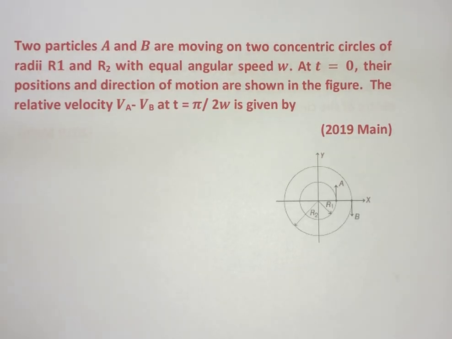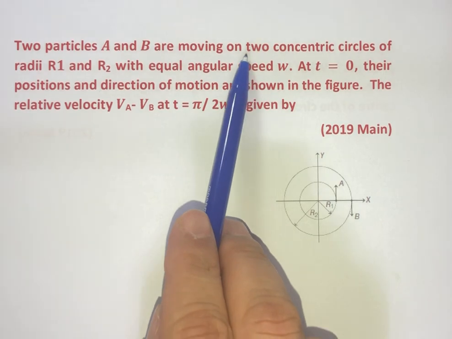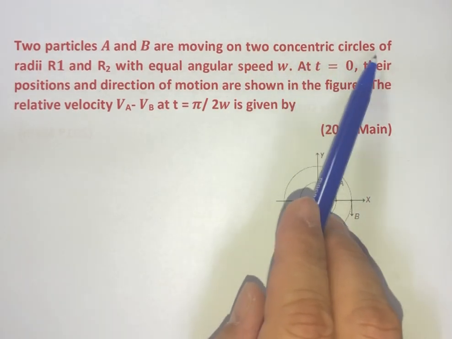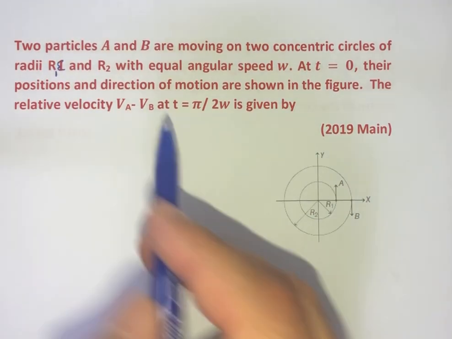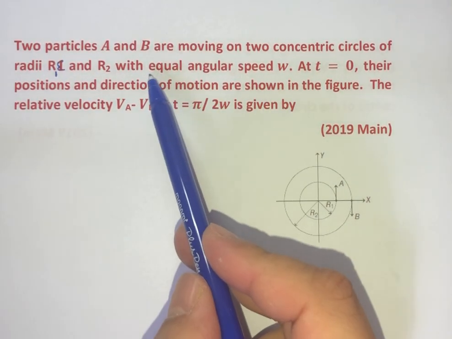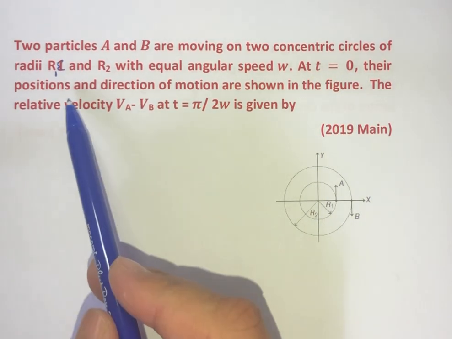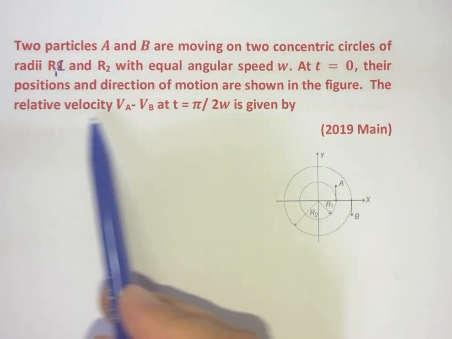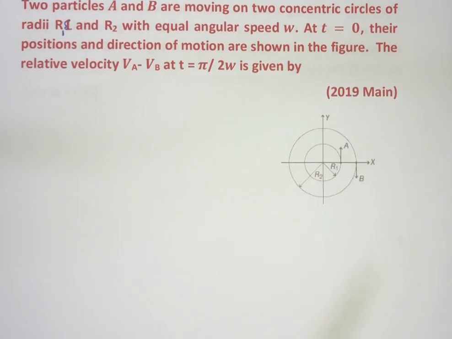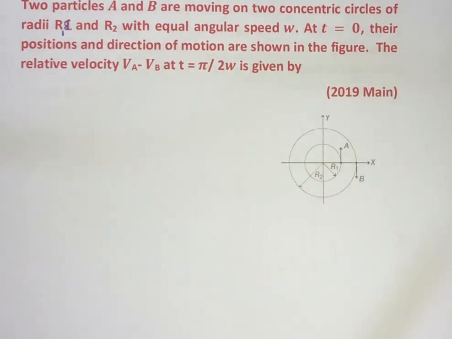Hello friends, today's question. Two particles A and B are moving on two concentric circles of radius r1 and r2 with equal angular speed omega. At t is equal to 0, their position and direction of motion are shown in the figure. The relative velocity Va minus Vb at t is equal to pi by 2 omega is given by.